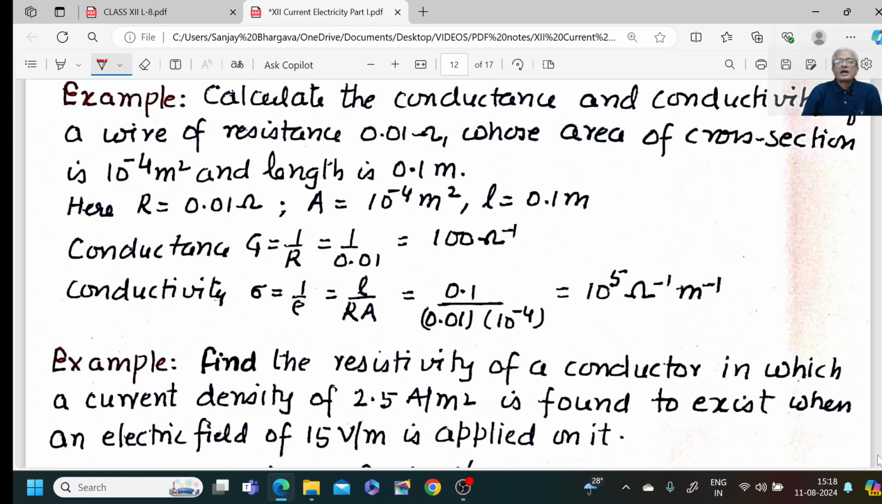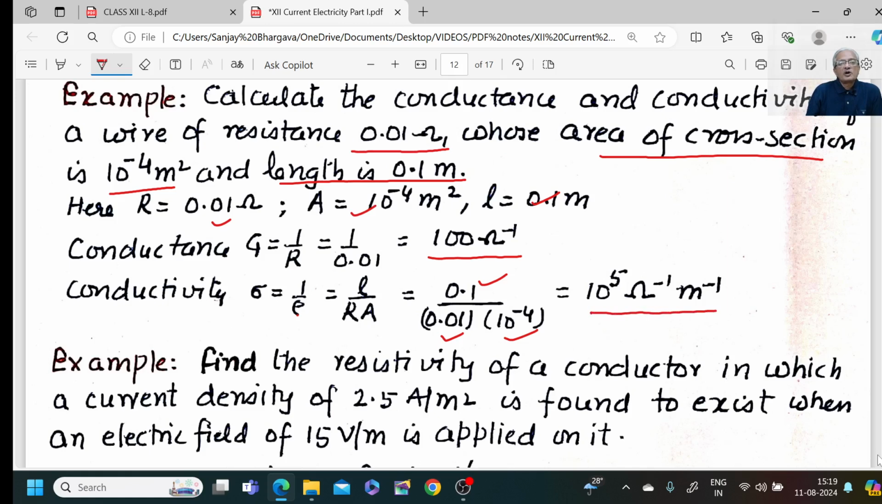Calculate the conductance and conductivity of a wire of resistance 0.01 ohm whose area of cross section is 10 raised to power minus 4 meter square and the length is 0.1 meter. So the three given quantities are written here. Conductance is equal to the reciprocal of resistance, that is 1 upon 0.01, that is 100 ohm inverse. Conductivity is the reciprocal of resistivity, that is L upon RA. Length is 0.1, resistance is 0.01 and the area is 10 raised to power minus 4. Solving these we get 10 raised to power 5 ohm inverse meter inverse.